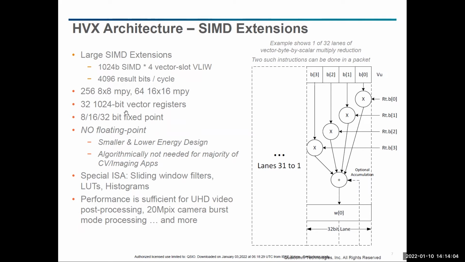Now, the hardware has 32 vector registers. All these registers can again store 1024 bits of data. And there are different modes to access this data.